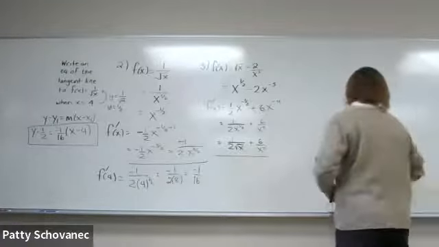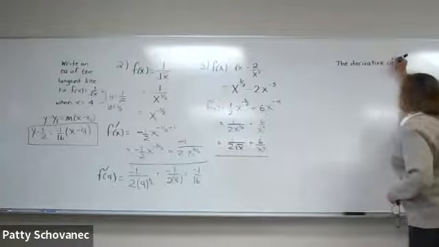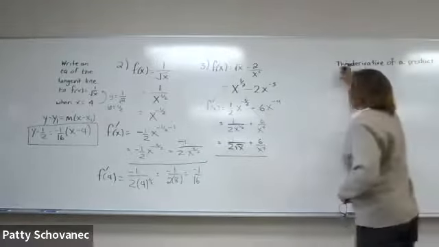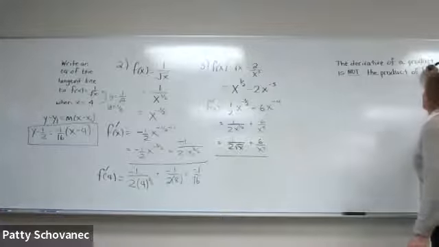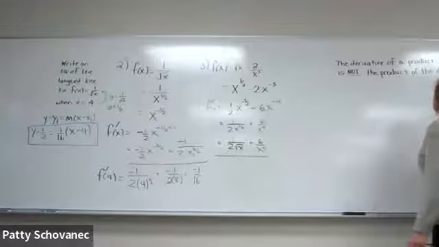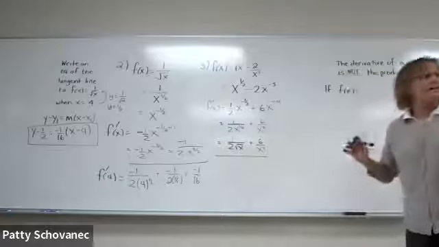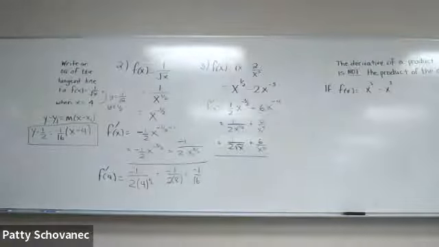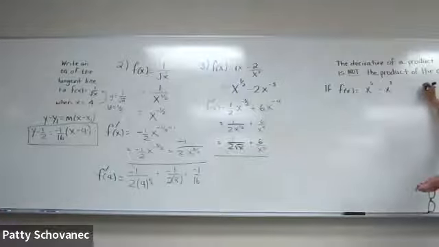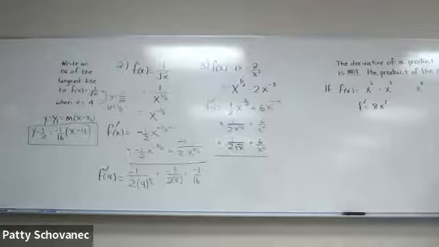Let's take, so the derivative of a product is not the product of the derivatives. In other words, something like this. If f of x, let me just take just two x to the power terms. Let's take an x to the 5th times an x cubed. That simplifies to x to the 8th. And x to the 8th has as its derivative 8x to the 7th. But now look at the product of the derivatives.